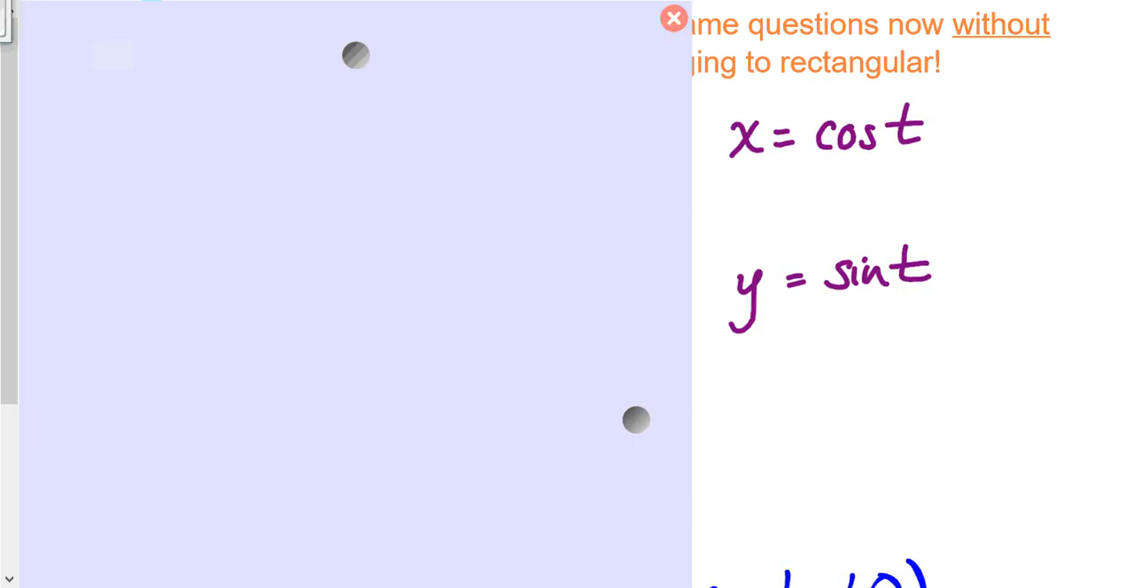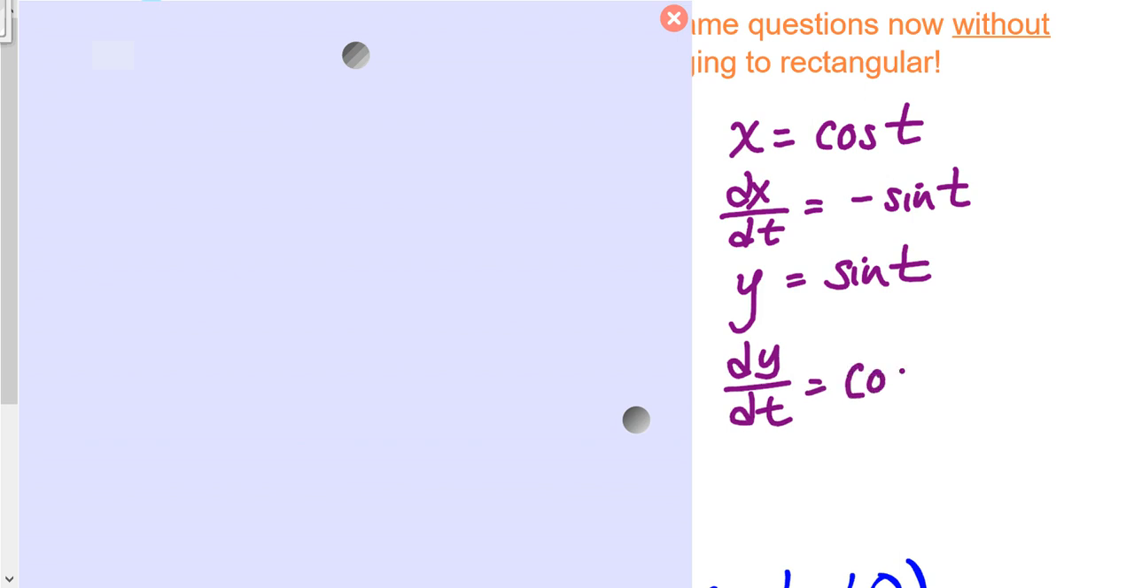Okay, so I'm going to start out with the parametric that was given. Hopefully what you did was to say, okay, so if x is cosine of t, take the derivative of x with respect to t using my beautiful Leibniz notation. I know the derivative of cosine is negative sine. So that's that. And then the derivative of y with respect to t, derivative of sine is cosine.